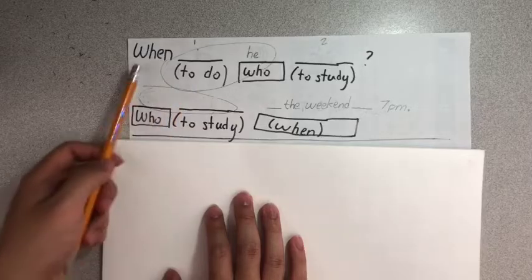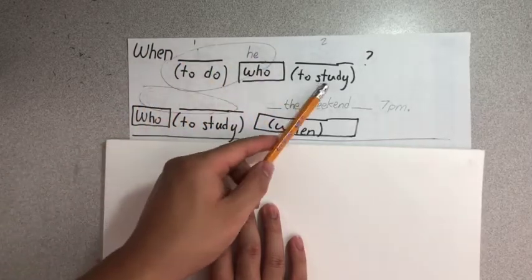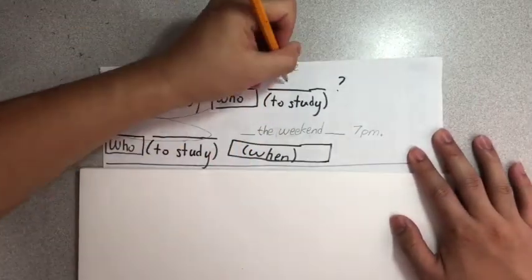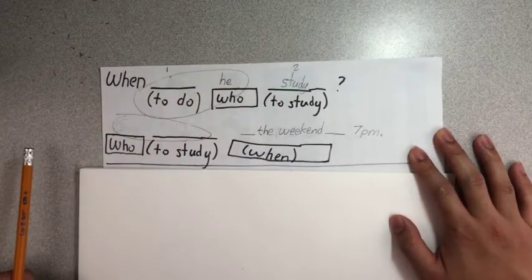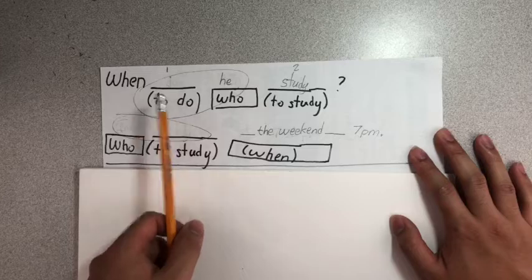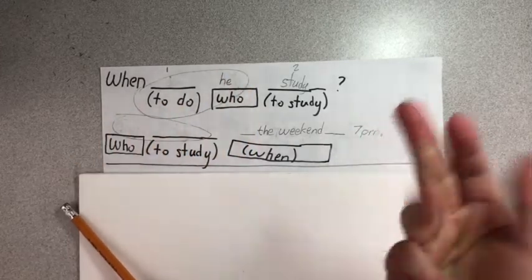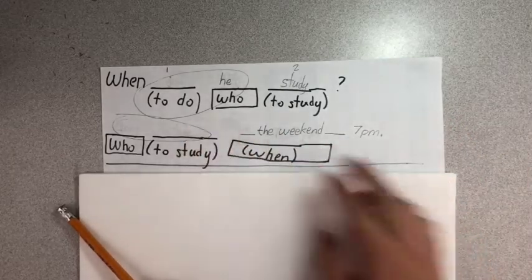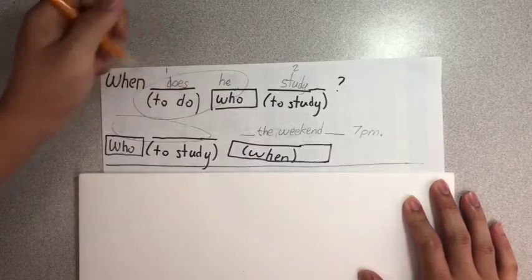Okay, again, when he study. Study is the second verb, so we can just write study. We don't change it. Here, "to do" and "he." What is "to do" and "he"? I, you, we, they, do. He, she, it, does.